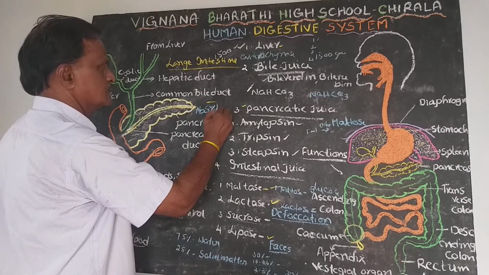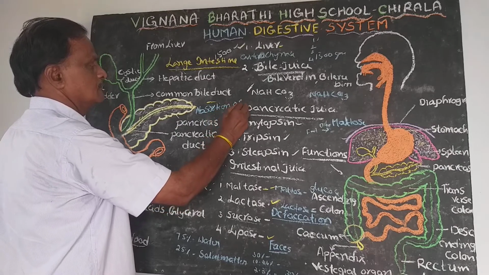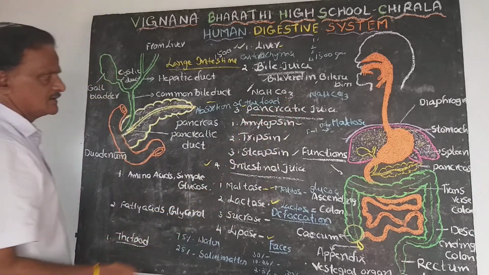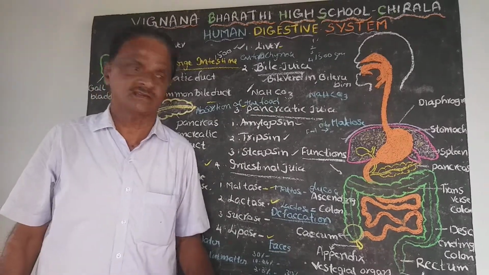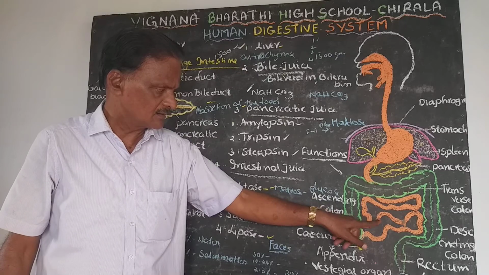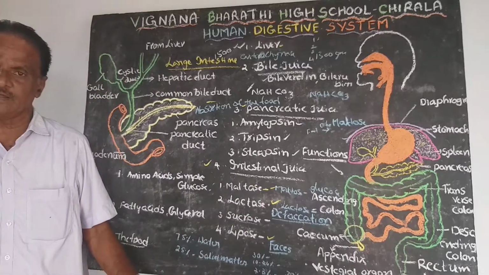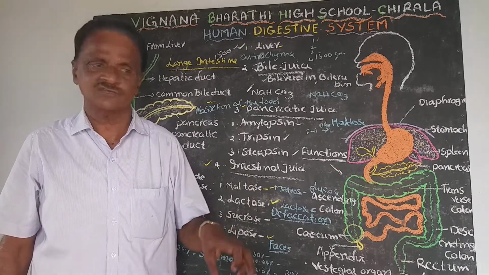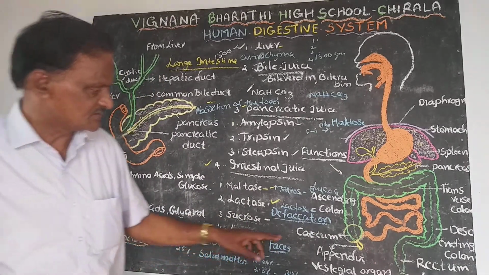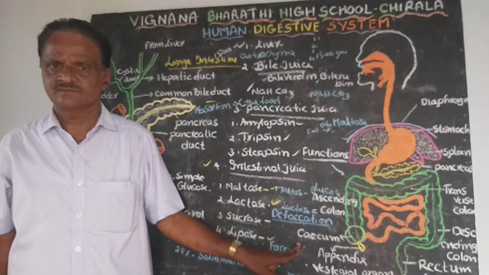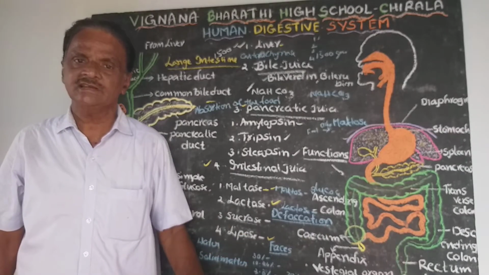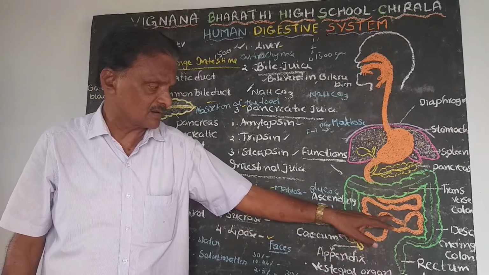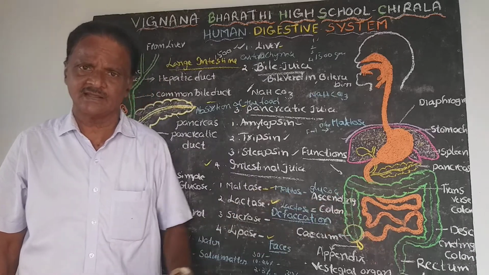Absorption of the food. Final products of the food are absorbed into the small intestine. In the small intestine, amino acids and simple sugars are absorbed through the thin epithelium of the villi, the small tail-like structures in the small intestine that we call villi.